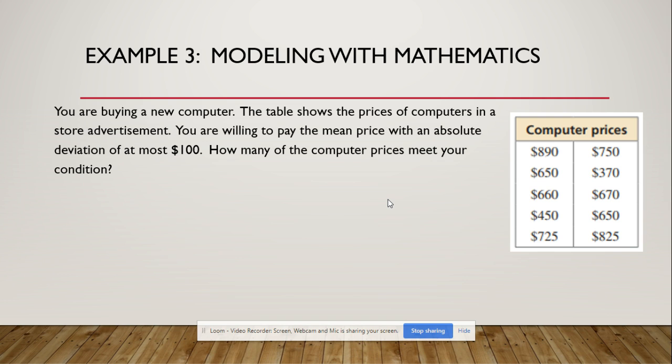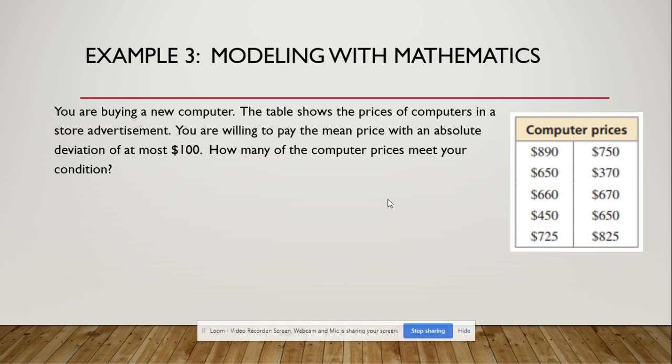Now, let's look at a real-world application of this. You're buying a new computer. The table shows the prices of computers in a store advertisement. Now, you're going to be willing to pay the mean price with an absolute deviation of at most 100. So mean price, think of it like the average price of a computer.